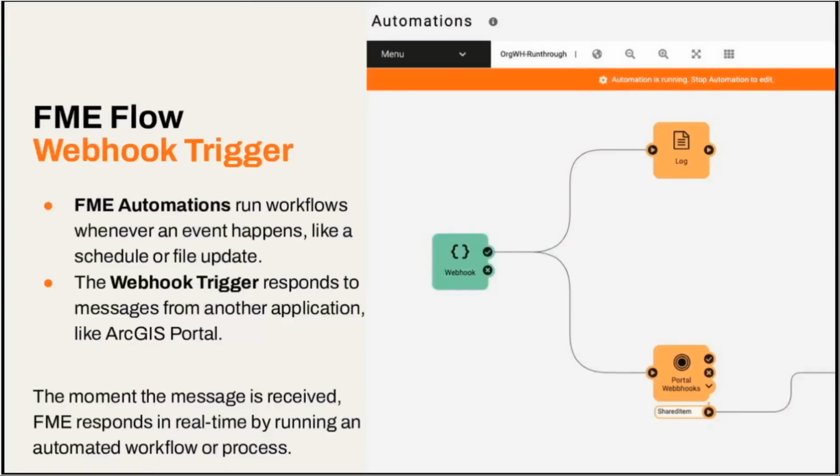So when these events happen in Portal, ArcGIS pushes a message to FME Flow, and it's received by an automation. A webhook trigger receives that message, and in response, that automation will run any type of workflow with the content.